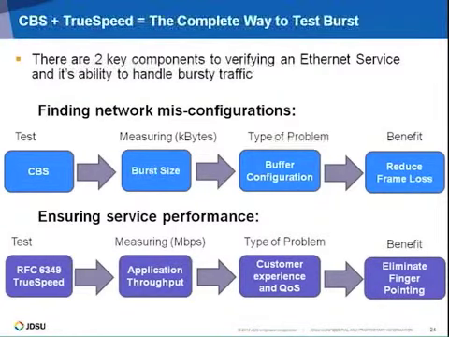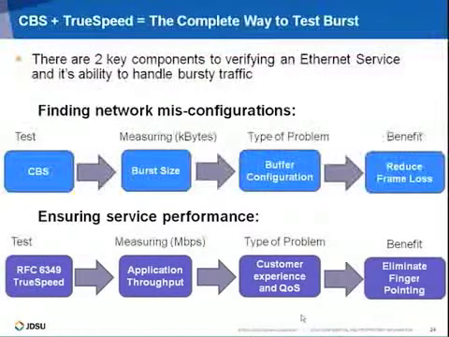And that's where the RFC 6349 TrueSpeed comes into play. So this is measuring your higher layer or application throughput. I also like to think of it as measuring customer experience throughput, and it's giving you a measurement in megabits per second. So the type of problem that this test is looking for is emulating your actual customer experience and the quality of service that they're experiencing. A key benefit of this is to help eliminate the finger pointing when they complain of a lower throughput than what they're paying for, or also to help find problems through your network.